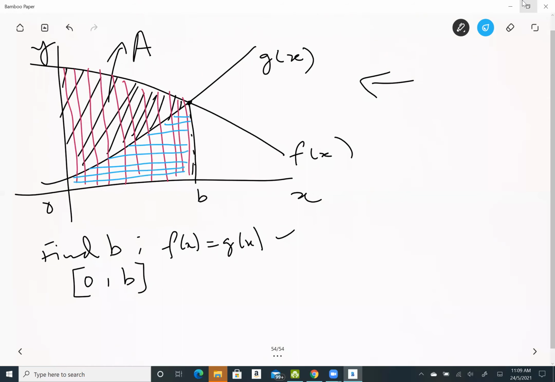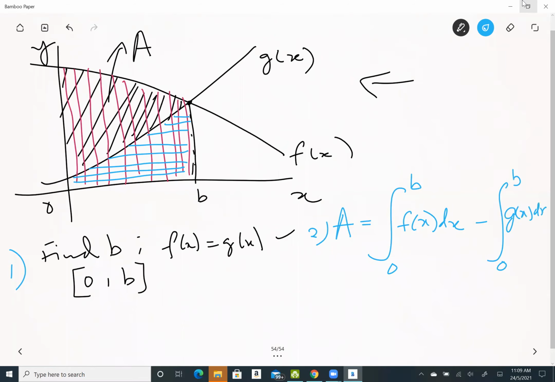So the area A: number one, you have to find the interval, from here, which we already did. Number two, the area A is equal to the area under f(x) from 0 to b, take away the area under g(x) from 0 to b. So you got the area.